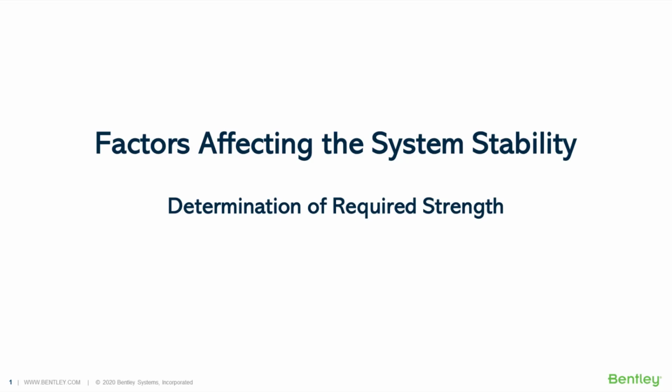So we have discussed so far the member stability by determining the member available strength. Now we will see the factors that affect the system stability and discuss how these are accounted for in the determination of the required strength. So let's quickly see the factors that we need to address and include.